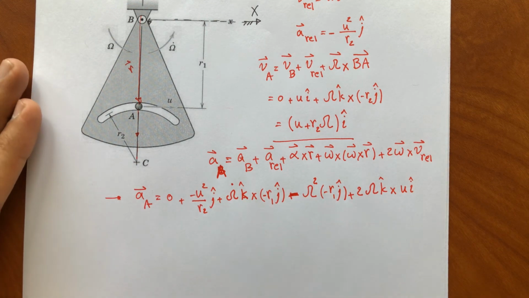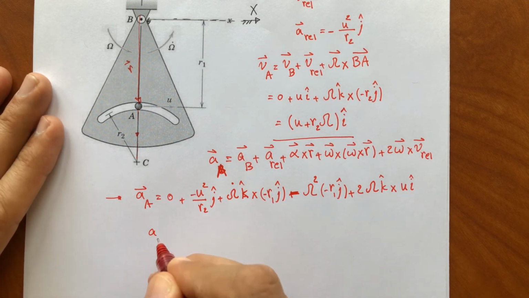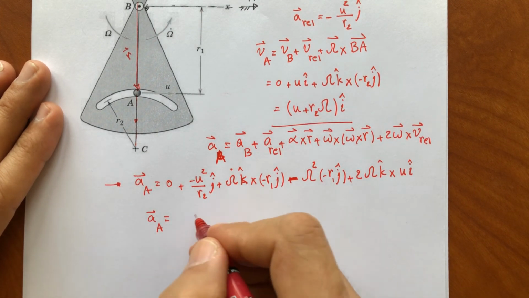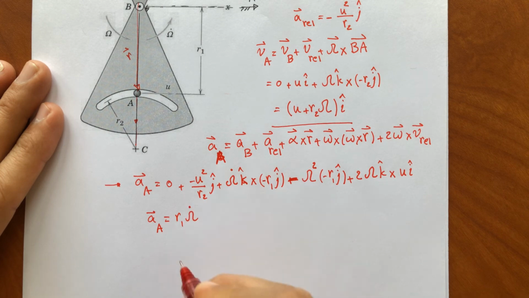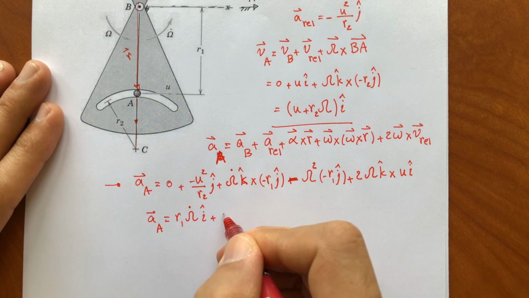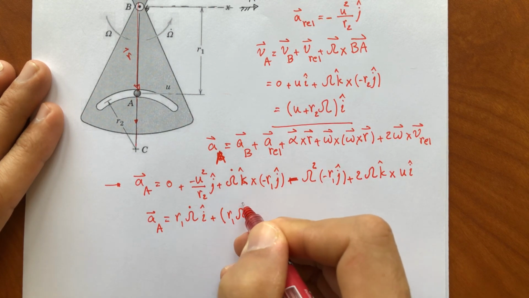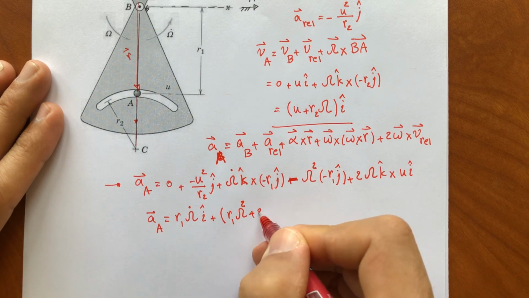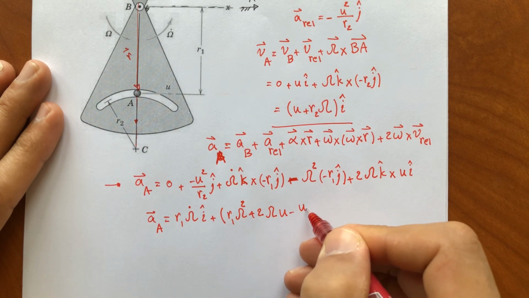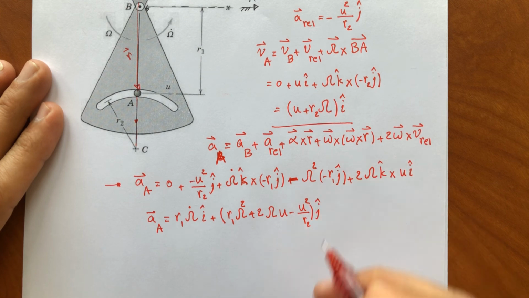And if you add all of them together, we are going to have acceleration of A equal to r1 capital Omega dot in the i direction, plus, if you combine all the j terms, r1 times Omega squared plus 2 times Omega times u minus u squared divided by r2, in the j direction.